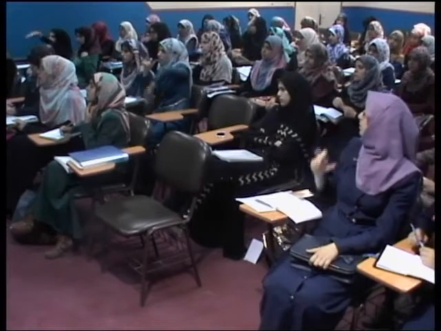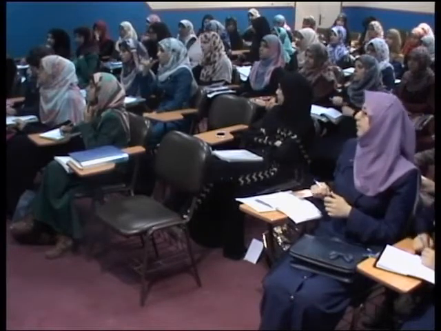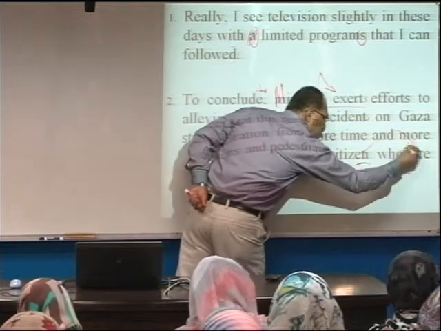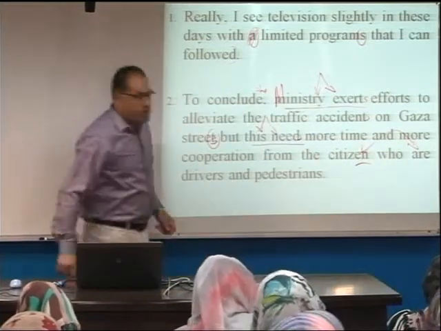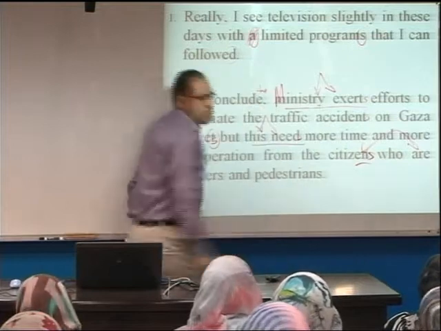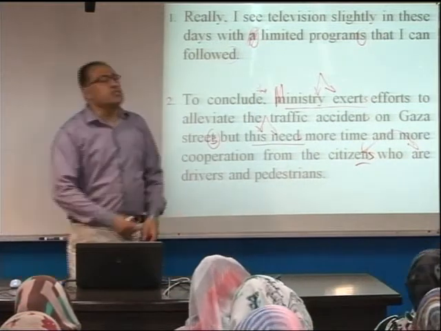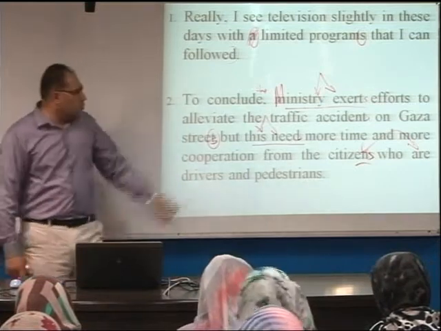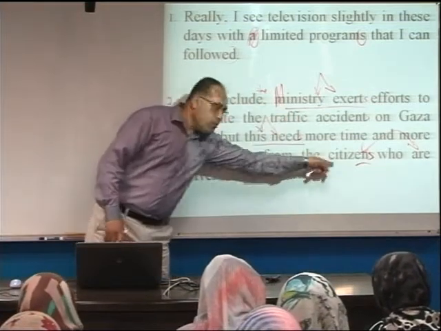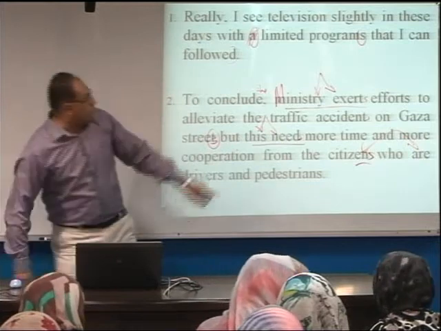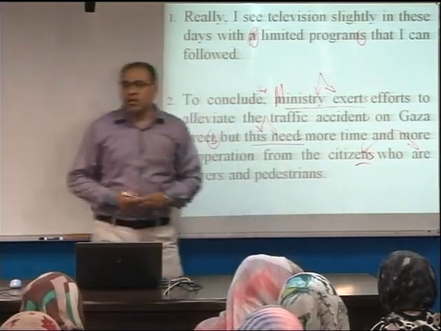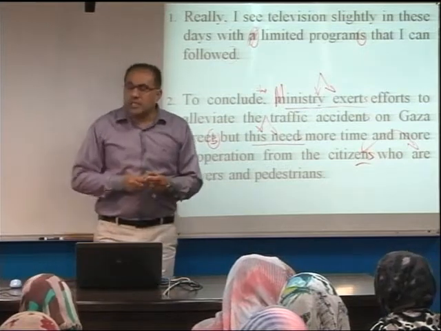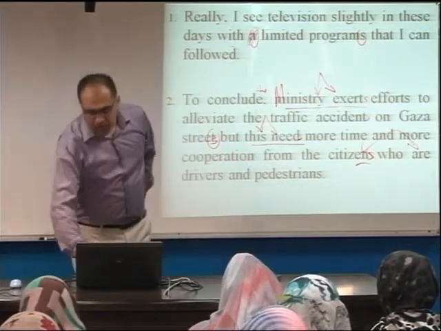Yes, Delia, please. "And more cooperation from the citizens who are." Okay, very nice, very nice. So the number: from the citizens who are. You notice that it has to be plural. Verb agreement. Yes, number agreement. From the citizens who are pedestrians and drivers. So what we see here is a clear example of number agreement problems and subject verb agreement problems. You always have to be able to spot these difficulties, these problems, and try to fix them.